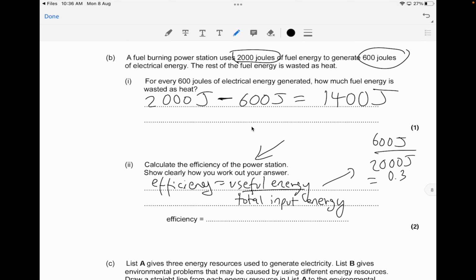I would like to convert it to a percentage, so I'm going to write times 100. It's going to be equivalent to about 30%. You can leave it as a decimal if you like. I'm going to leave it as a percentage again. So you have 30%. That should be your answer for 2 marks.